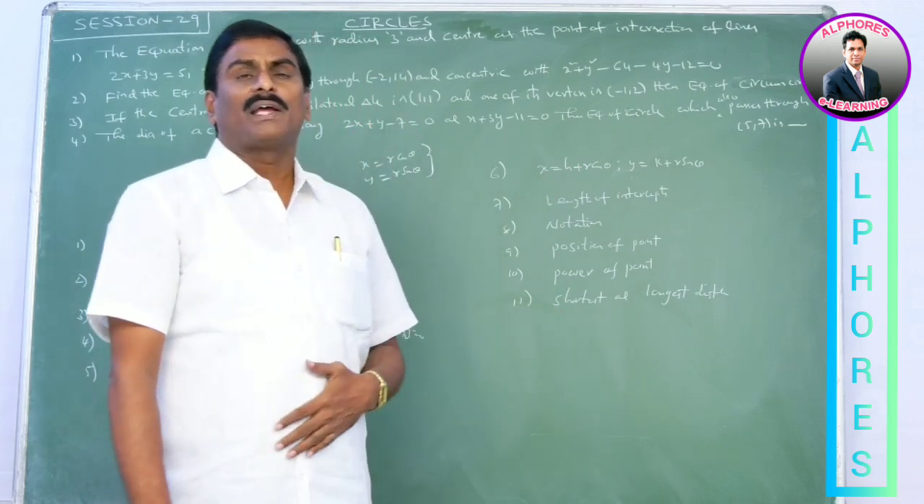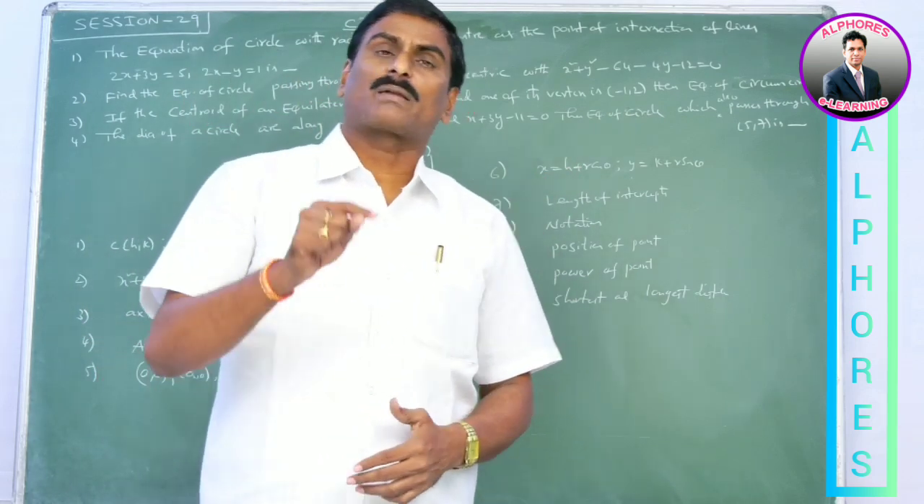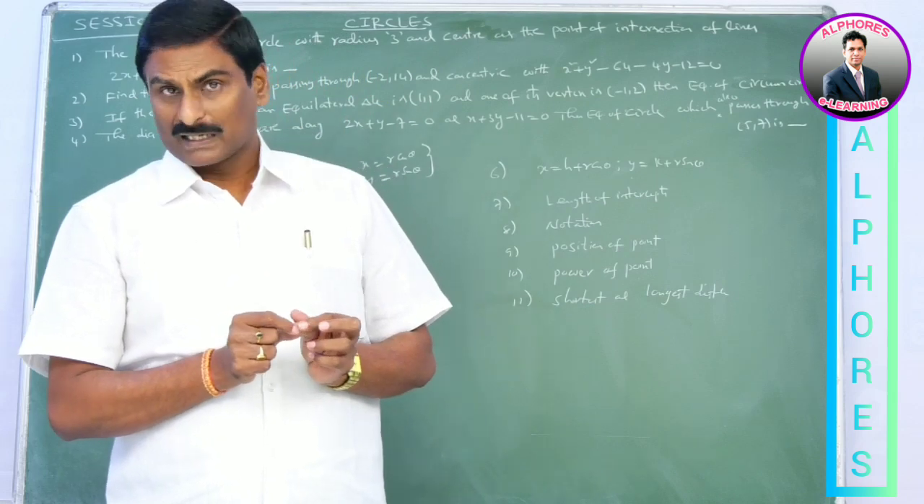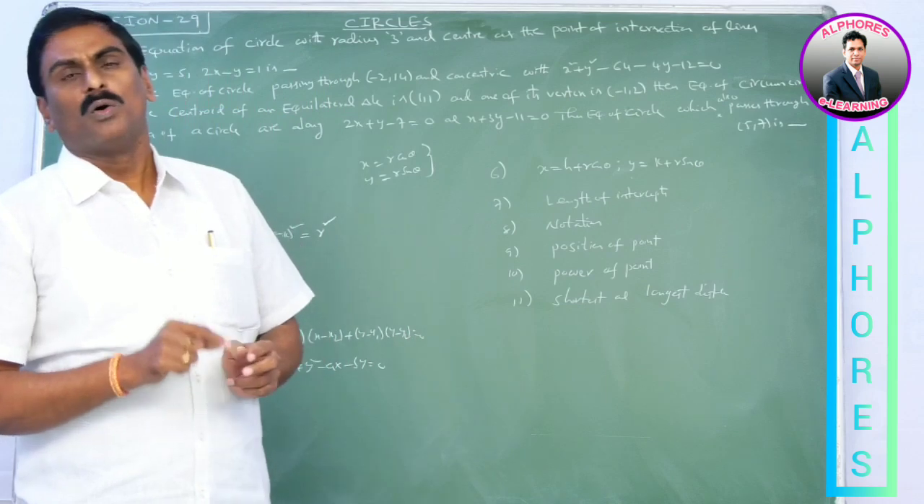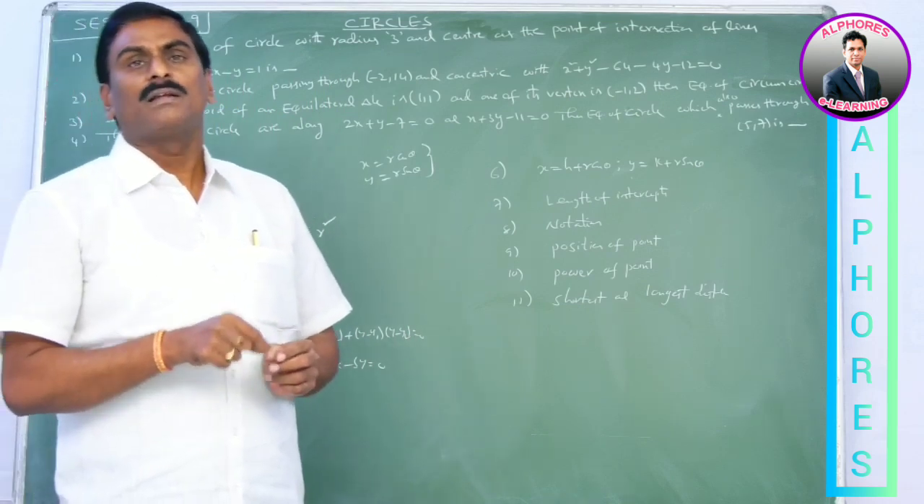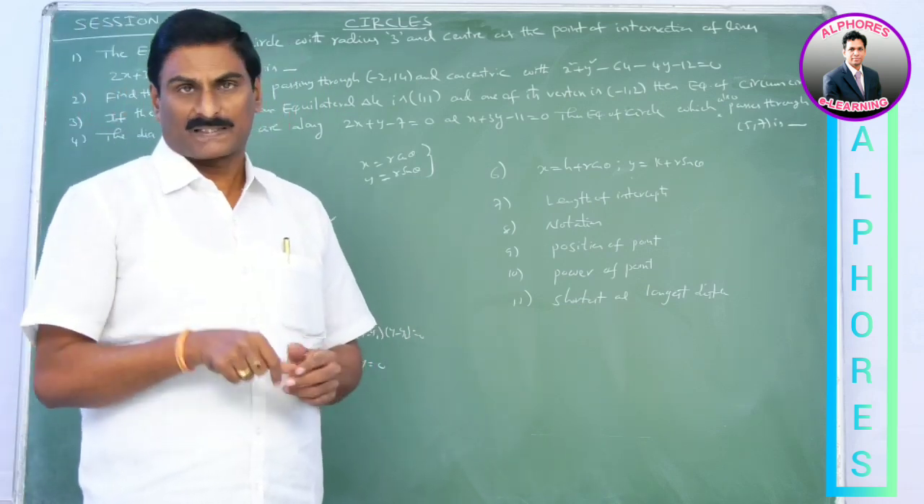Next, notations. The equation of the circle in standard form is x square plus y square plus 2gx plus 2fy plus c is equal to 0. Simply it can be denoted by S is equal to 0. Here S is equal to x square plus y square plus 2gx plus 2fy plus c.